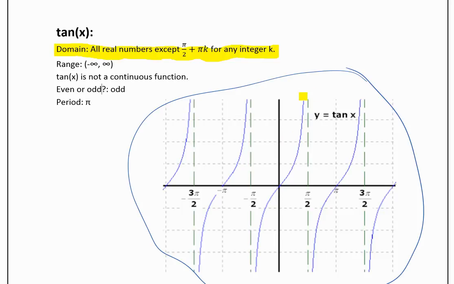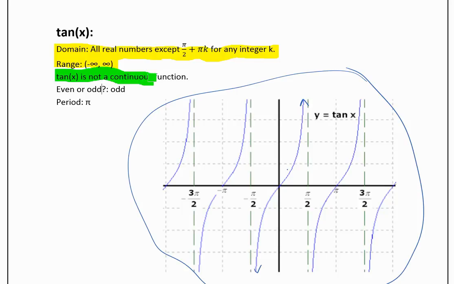This goes off, all of them go off in either direction, both ways. Okay, so the range, you can get any number out. So that's different from sine and cosine, where the range was from negative 1 to 1. Now you can see here that tangent of x is not a continuous function. If you were going to draw this, every time you get to one of those asymptotes, you'd have to pick up your pencil. So it's not a continuous function.